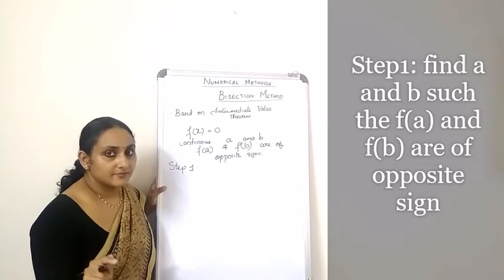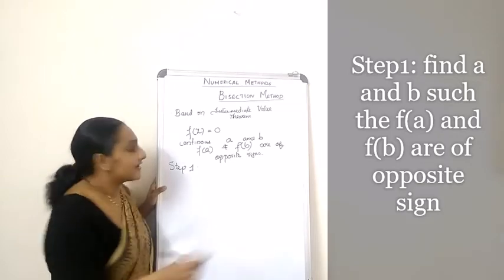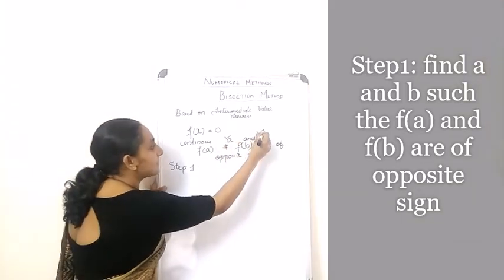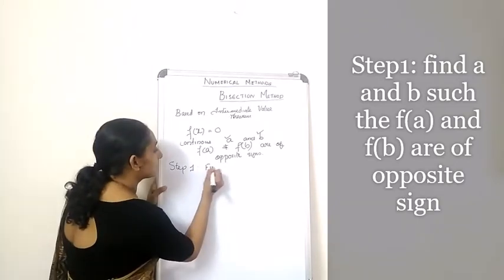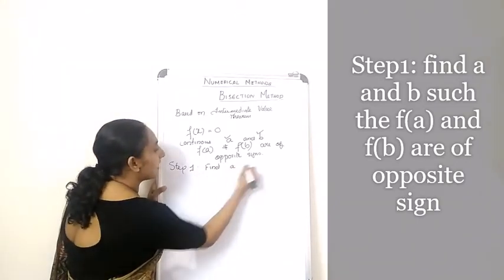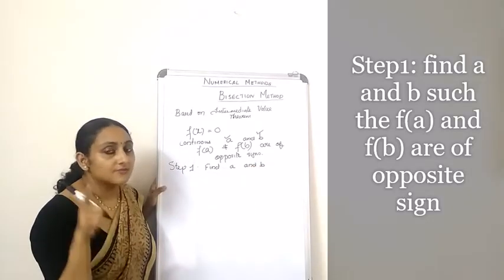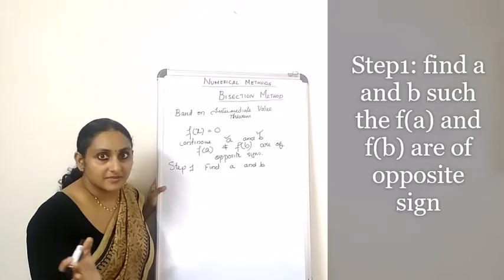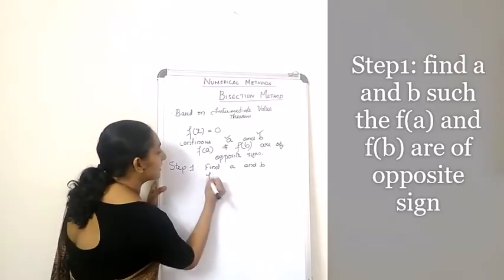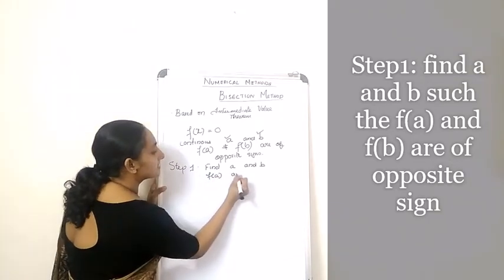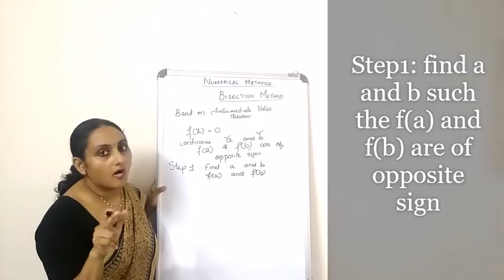What is step 1? I will say what step 1 is. Step 1 is nothing but you have to find out this a and b. So that is step 1: find a and b. Okay, now I am going to imply a condition. You can't just find a and b like that as you think. There is a condition such that f of a and f of b should be of opposite signs.